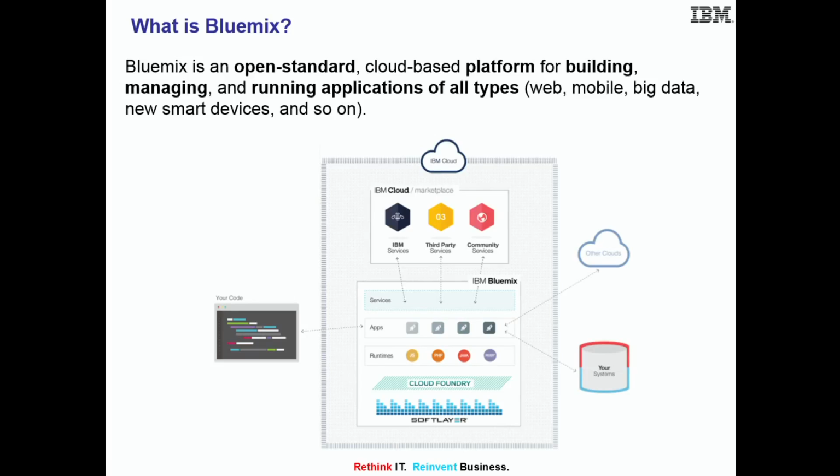Bluemix runs on SoftLayer. SoftLayer provides a hardware platform for Bluemix. SoftLayer is another cloud offer from IBM. SoftLayer is mainly infrastructure. It provides mainly infrastructure as a service kind of services. And on top of SoftLayer, there is installed a layer of Cloud Foundry. Cloud Foundry is open software that has been developed by a Cloud Foundry Foundation consisting of about 30 companies led by Pivotal.